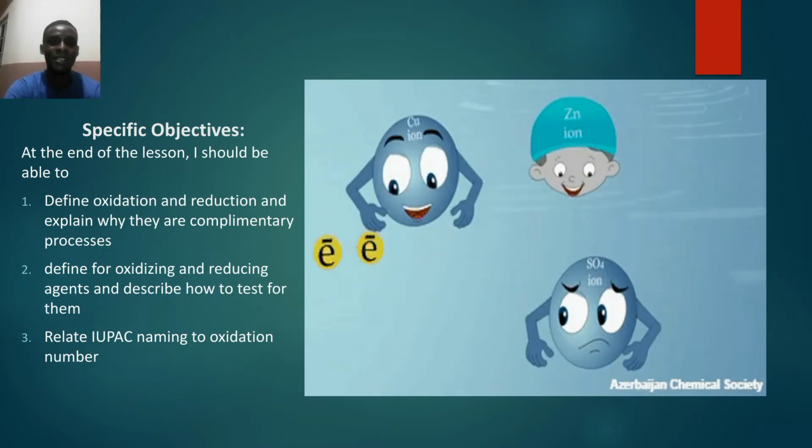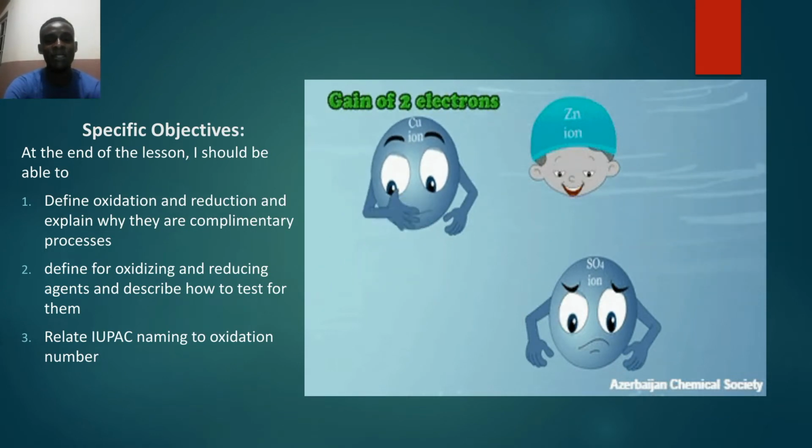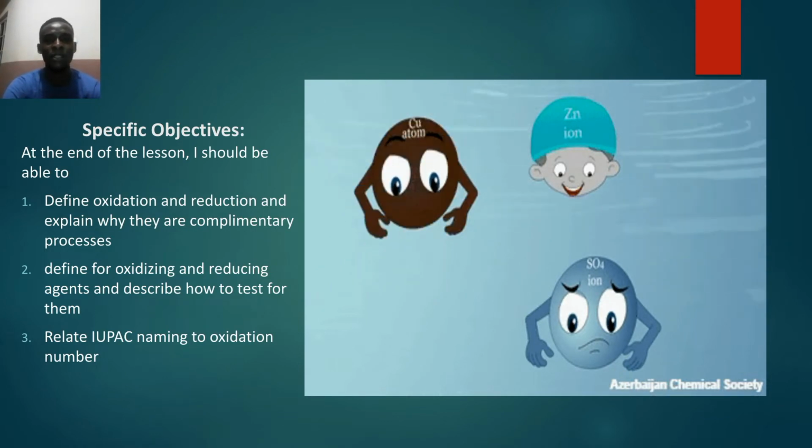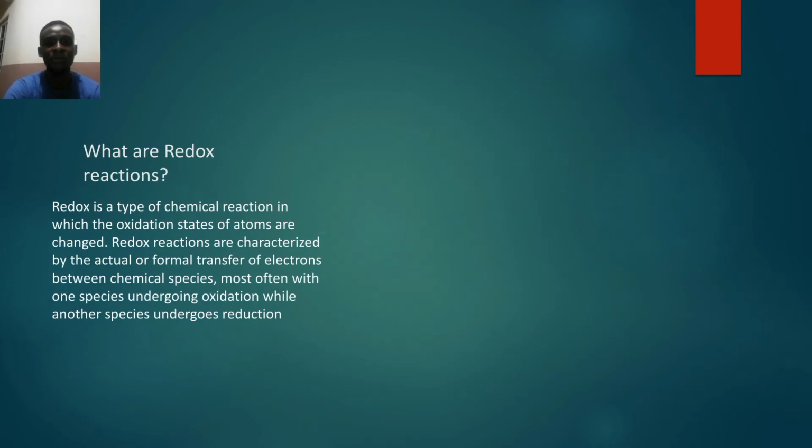We're going to be fast about this, so I want you to pay attention. So what are redox reactions? A redox reaction is a chemical reaction in which oxidation states of atoms are changed. There are certain reactions in which the oxidation state of the compound does not change; in other words, the compound neither gains nor loses electrons. So in a redox reaction, a chemical species or an atom gains or loses electrons.